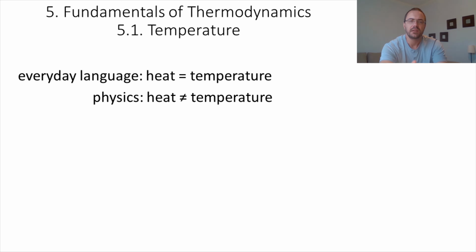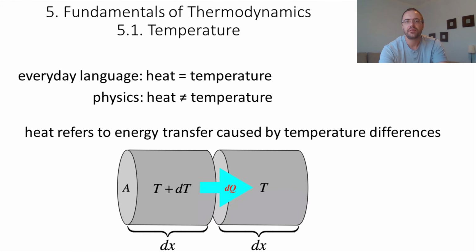In physics, the meanings of heat and temperature are not the same. We will use heat to refer to an energy transfer caused by temperature differences. So to describe a state, we will use the temperature of the state, and to describe exchange of energy, we will use heat. But how do we determine the temperature?